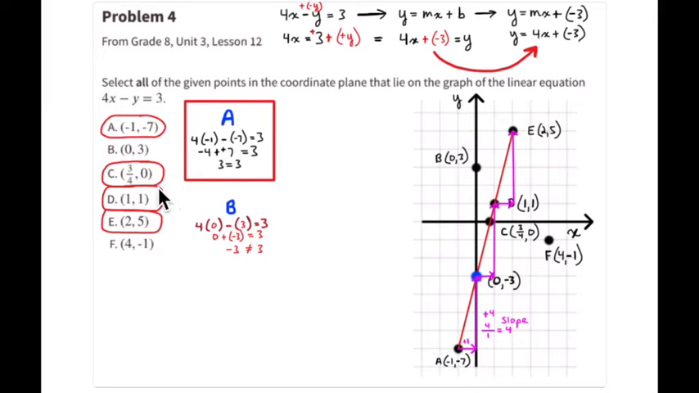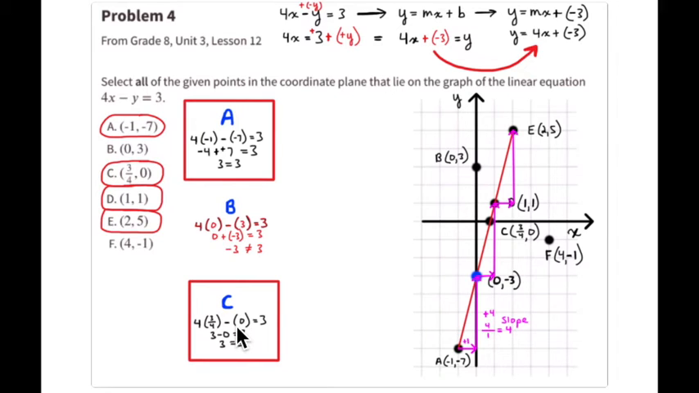B is not. So when we figure this out, we should end up with something other than 3. So 4 times 0 minus 3, so y is 3. 4 times 0 is 0, plus a negative 3. So you add a negative 3, that equals negative 3. Well, negative 3 does not equal 3. So this one does not work.